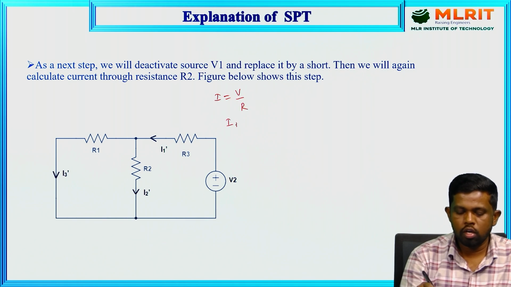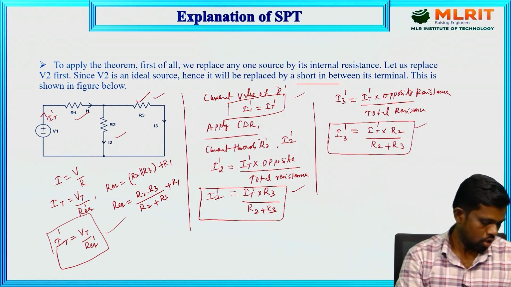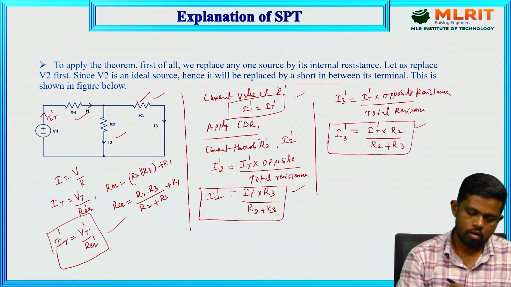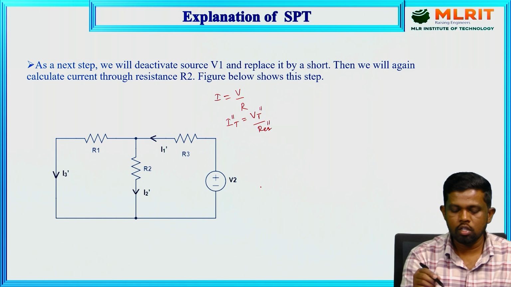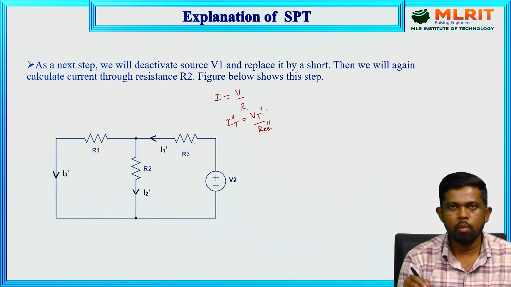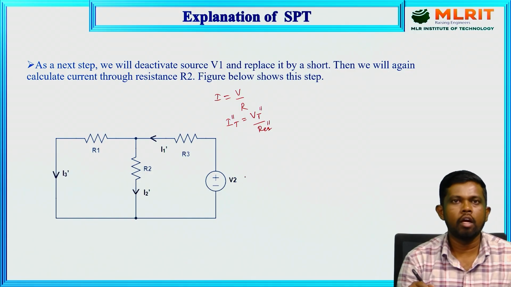First we need to find the total current of the circuit, that is IT equal to VT upon R equivalent. Since the source is acting alone, we keep IT double dash, and here we have VT double dash and R equivalent double dash. Previously we had VT dash, R equivalent dash, and I1 dash, I2 dash, and I3 dash. Here we consider the notation IT double dash, VT double dash, and R equivalent double dash. VT double dash, the total voltage of the network, is given by the source value, and R equivalent double dash we need to find.